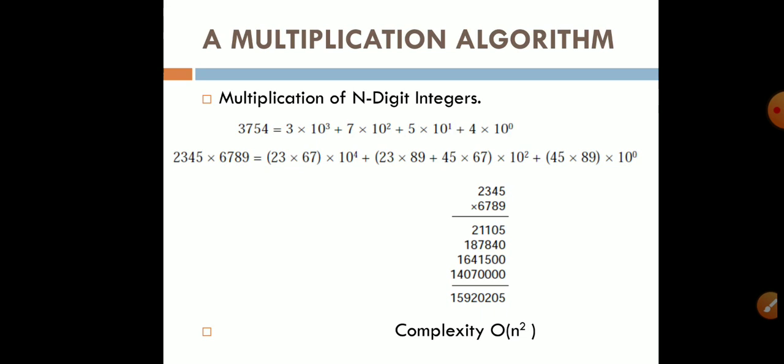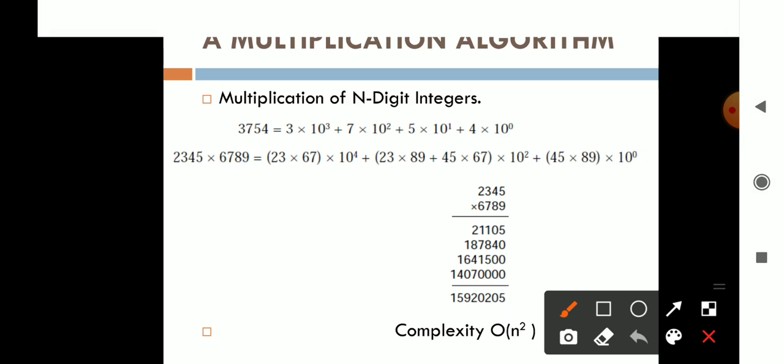So here we start with the multiplication of n-digit integers. Integer multiplication can be performed using a divide and conquer technique. The decimal notation is just a shorthand for a linear equation. You can see here we have the number 3754. It can be linearly represented by using the equation given here.